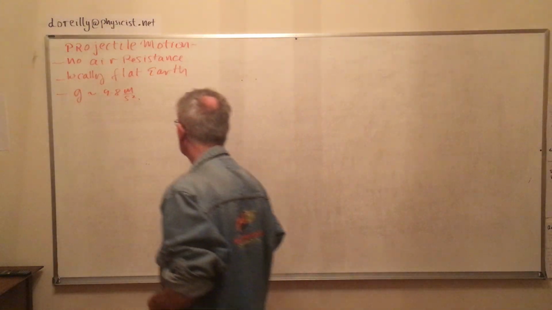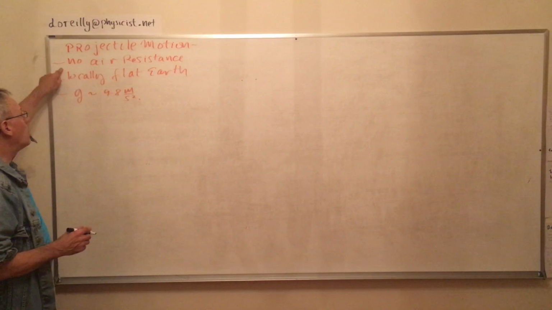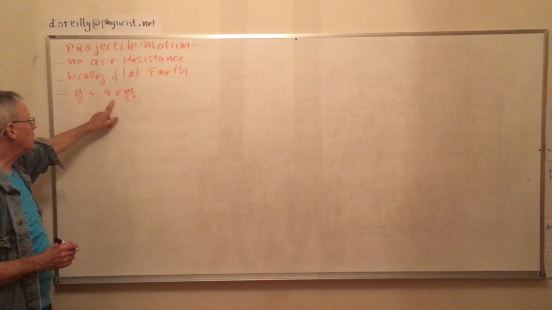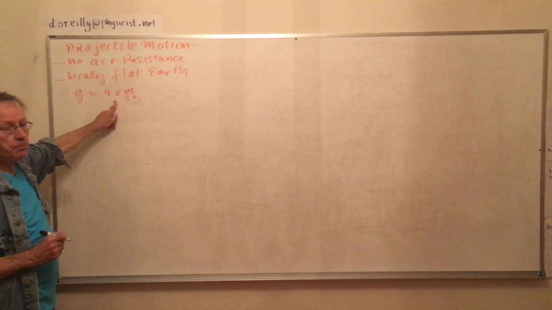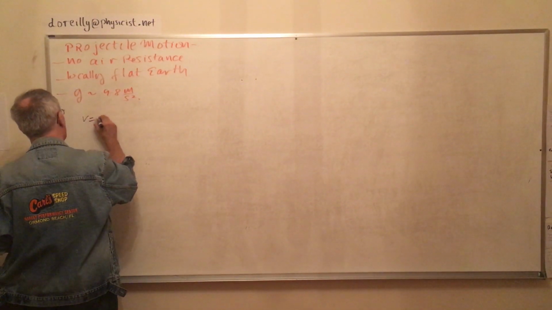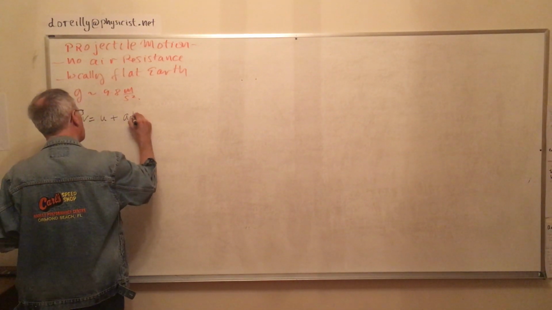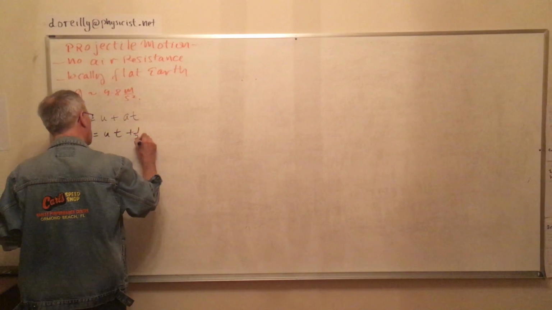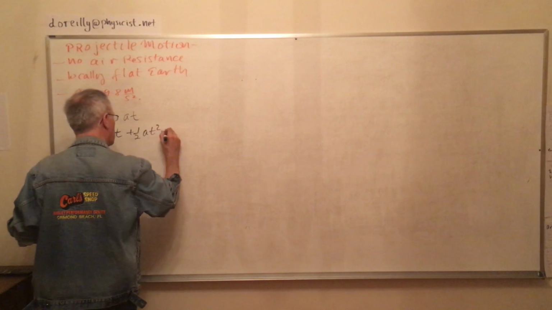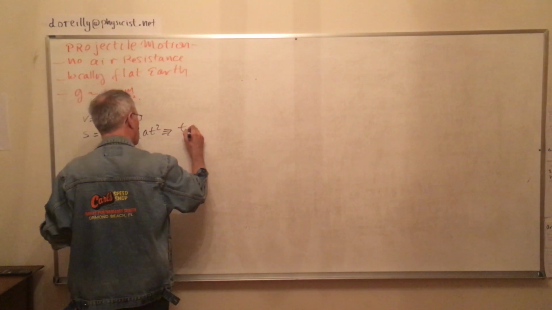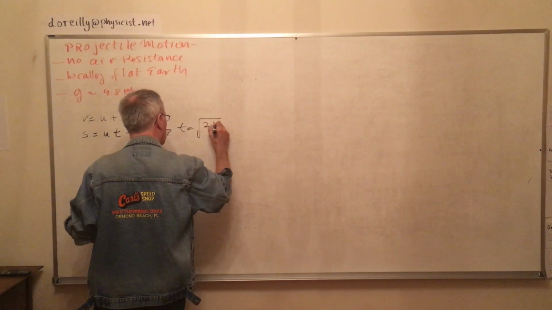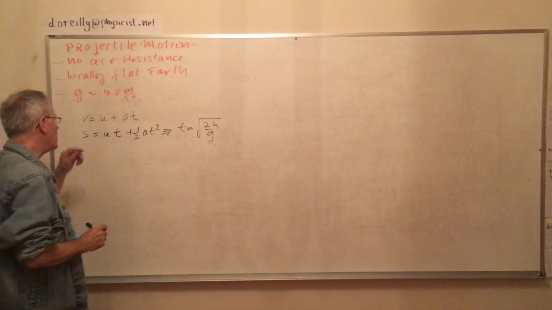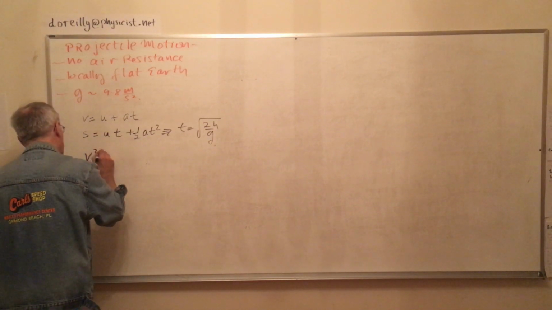Now the last time when we looked at the, oh by the way, we're assuming no air resistance, a locally flat Earth, and g equals 9.8 meters per second squared is the acceleration due to gravity on the surface of the Earth. Now we have the kinematics equations, which we started off and I didn't really get involved with too much.